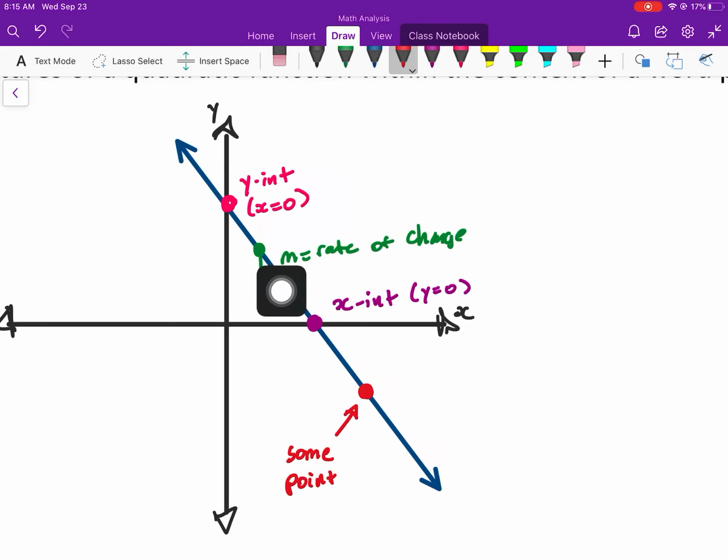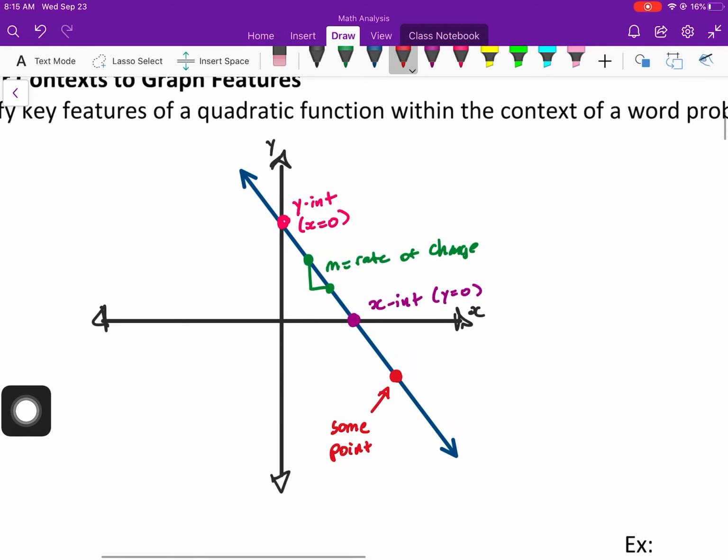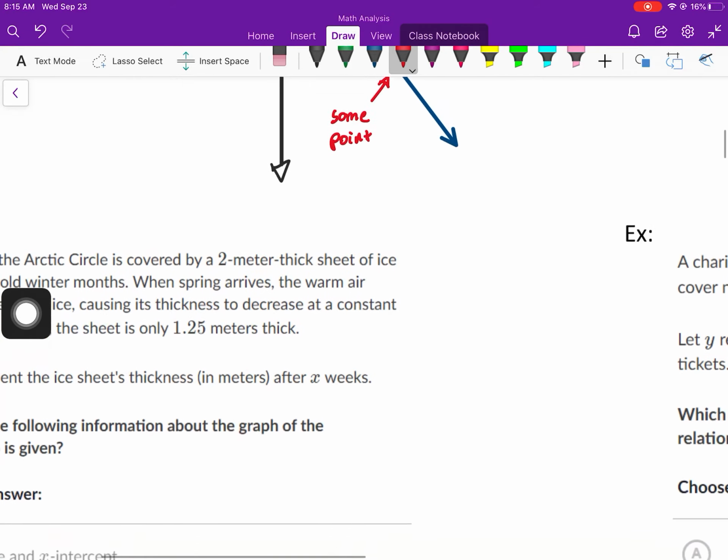Then the rate of change is the slope. They give you the slope, that's the rate of change. X-intercept is when the output value is 0, and usually it's the ending value as well. And then they might also just give us some other point on the graph. So in order for it to be an x-intercept or a y-intercept, one of the coordinates has to be 0. For a y-intercept, x has to be 0. For an x-intercept, y has to be 0. And in order for it to be slope, it has to be a rate of change.